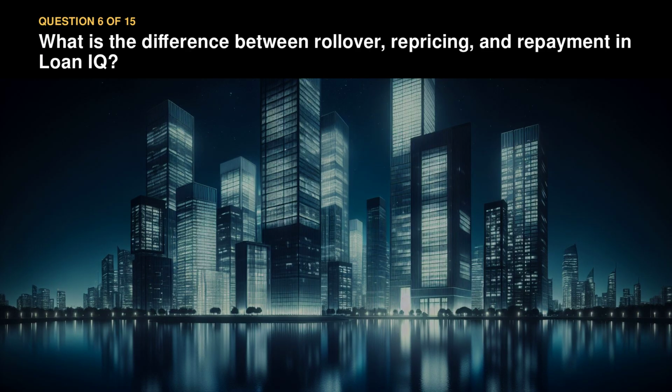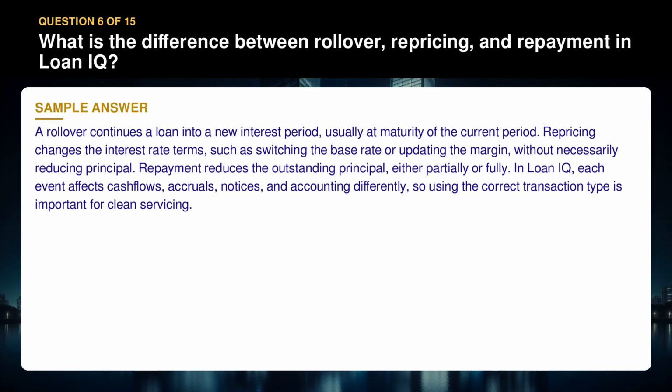Question 6. What is the difference between rollover, repricing, and repayment in Loan IQ? A rollover continues a loan into a new interest period, usually at maturity of the current period. Repricing changes the interest rate terms, such as switching the base rate or updating the margin, without necessarily reducing principal. Repayment reduces the outstanding principal, either partially or fully.